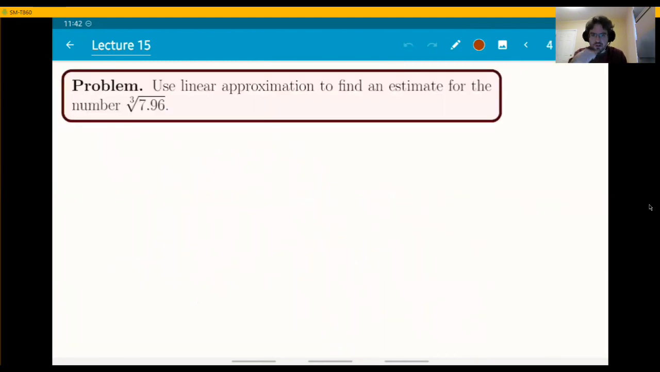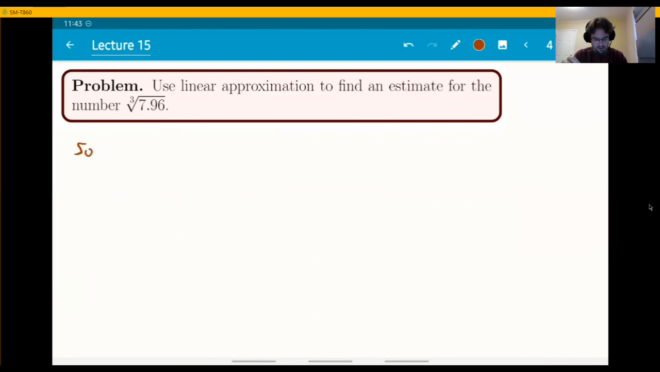All right, so the typical problem of using a linear approximation will ask for something like this, where it's a thing that you cannot really do in your head. In your head, you have to use a calculator. Look at this problem. Use linear approximation to find an estimate for the cube root of 7.96. When you see this, you need to identify a function that you're trying to compute. And you also need to identify a close value that you know how to compute.